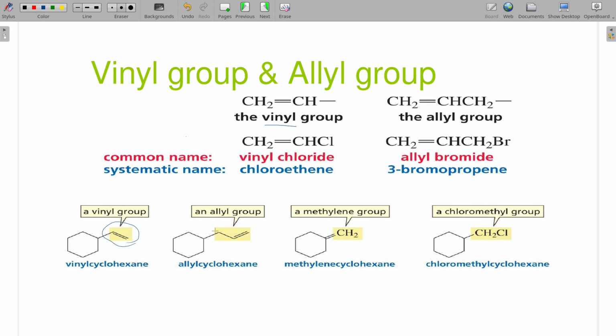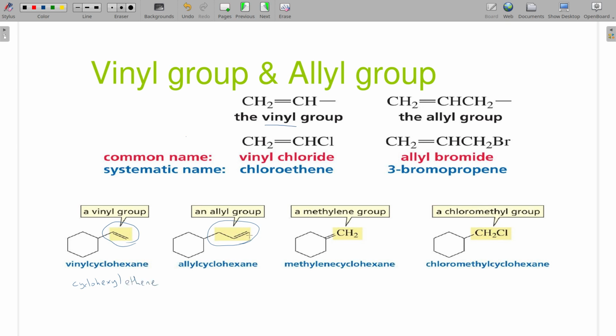So it's a CH2, then your double bond. So it's like a vinyl with an extra CH2. But that allyl group is common enough, it got its own little acceptable IUPAC name. So we have allylcyclohexane. Now, both these do have a different IUPAC name. There is absolutely nothing wrong with calling this cyclohexyl and that's the substituent off of ethene.